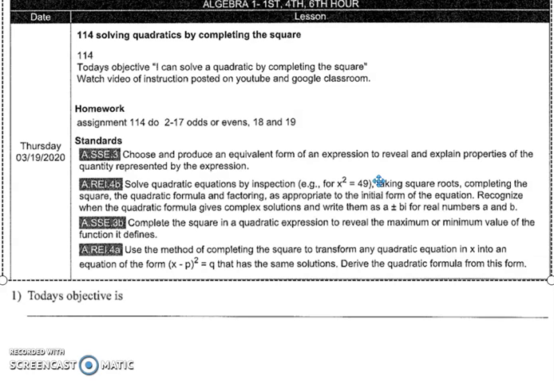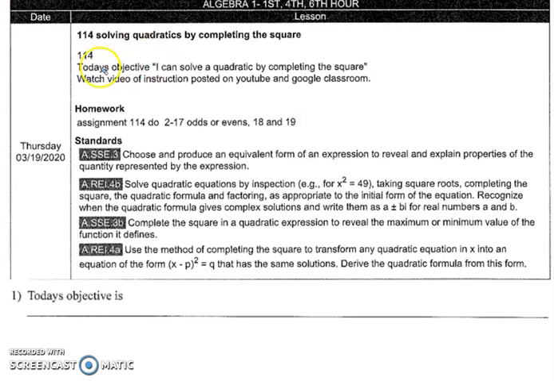Today is Friday, and this is an overview of the lesson, kind of like what I normally put on the board. Today's objective is I can solve a quadratic by completing the square. This is the same stuff as what you did yesterday. I'm just going to do another video of it because this is complicated. We haven't done this before.